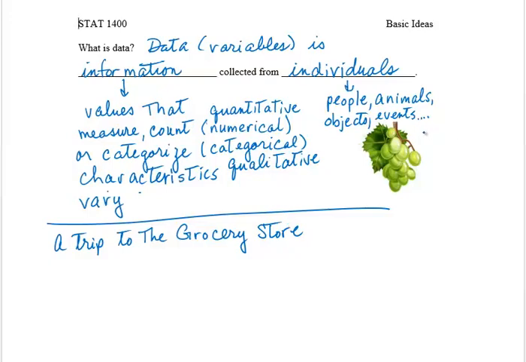So her process consisted of these steps. First, we would go into the store and we would go over to the produce department and we would survey the population. Now, the population is all of the individuals of interest. So the population would be all of the bunches of grapes that were on the display in the produce department that were available for sale.